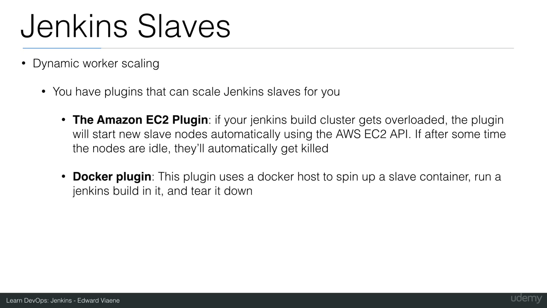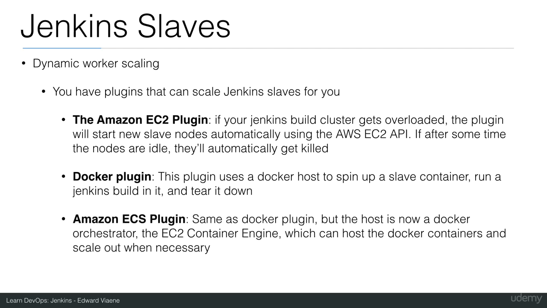Then you have a Docker plugin, and this plugin uses a Docker host to spin up a slave container, run a Jenkins build on it, and then tear it down. So you can have a generic Docker slave and then use this plugin to let it spin up a slave container. Then you have the Amazon ECS plugin.